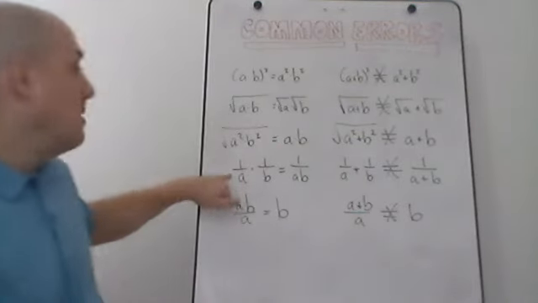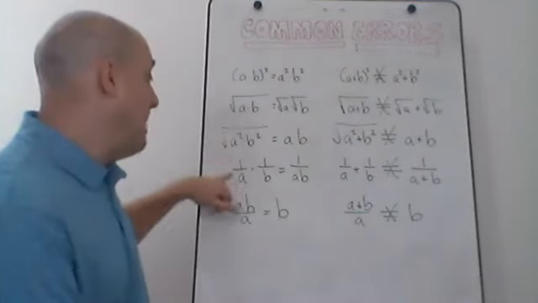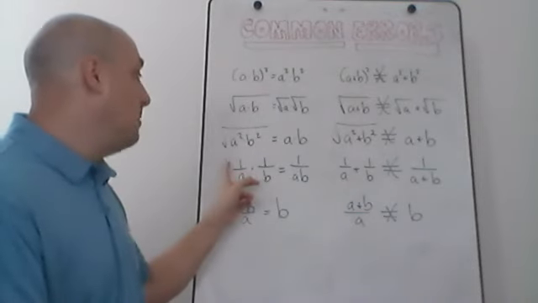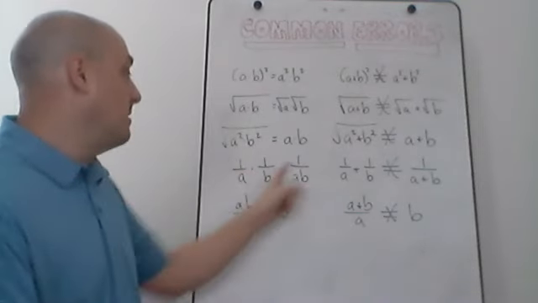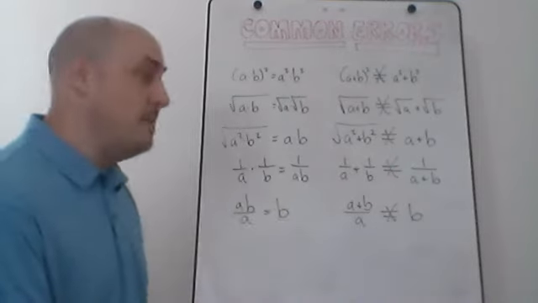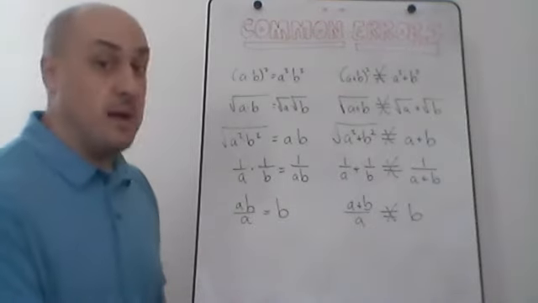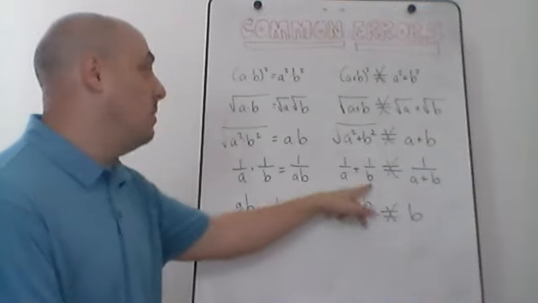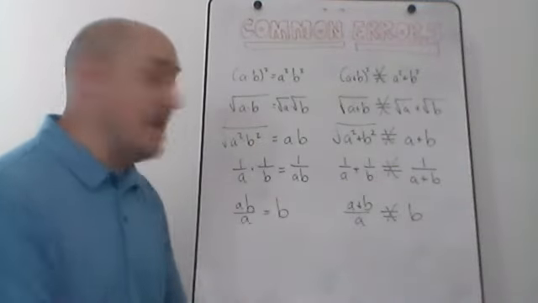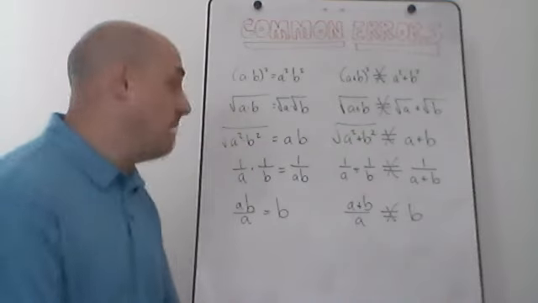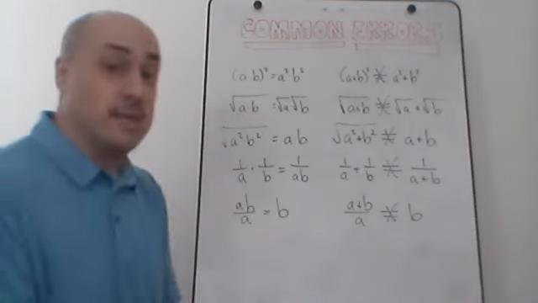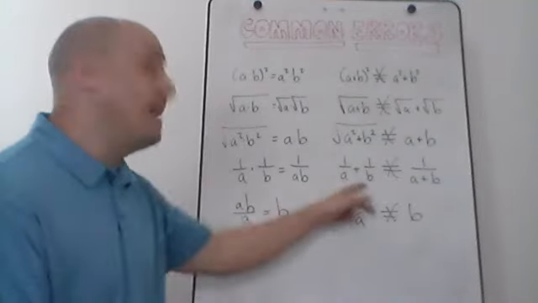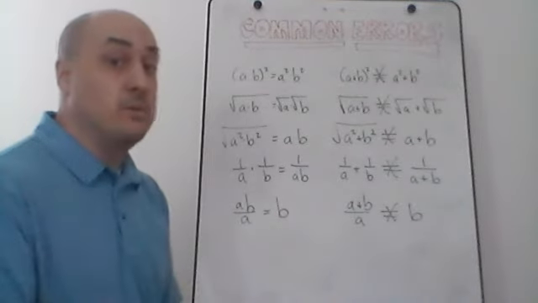All right? Fractions, right? If I have 1 over a times 1 over b, if I'm multiplying two fractions, I just multiply straight across. That's 1 times 1 gives me 1, a times b gives me ab. That's my result. When I'm adding fractions, 1 over a plus 1 over b is not equal to 1 over a plus b. When I'm adding two fractions, I don't just add the denominators together. Remember, to add two fractions or to subtract two fractions, I need to have a common denominator before I can put those two together.